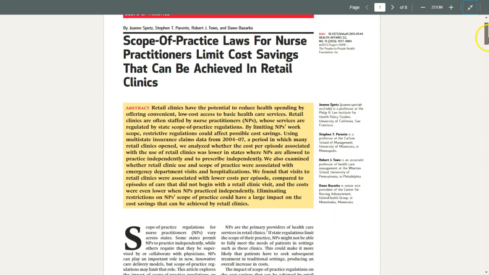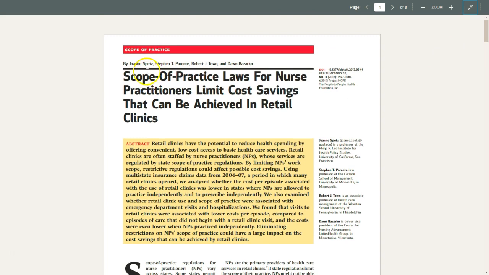and a great collaboration between academics and industry. Joanne is one of the Workforce Center deputy directors at the University of California, San Francisco, and Bob Town and I originally did this as a consulting project with Dawn. Then we realized that there was something more than just retail clinics that related to scope of practice laws, meaning how much nurse practitioners can do. We thought this could be much more interesting if we could measure how scope of practice could be affecting the effectiveness of retail clinics, which it clearly was.